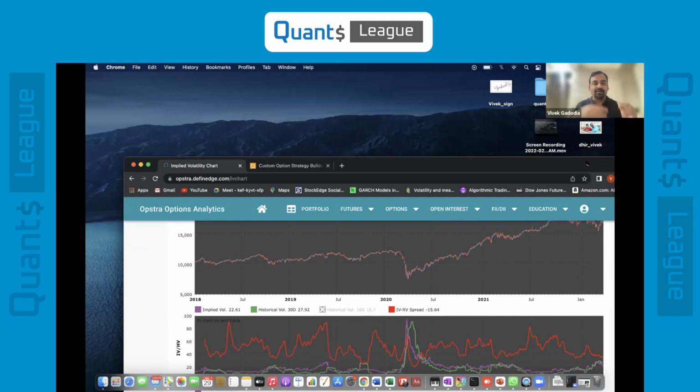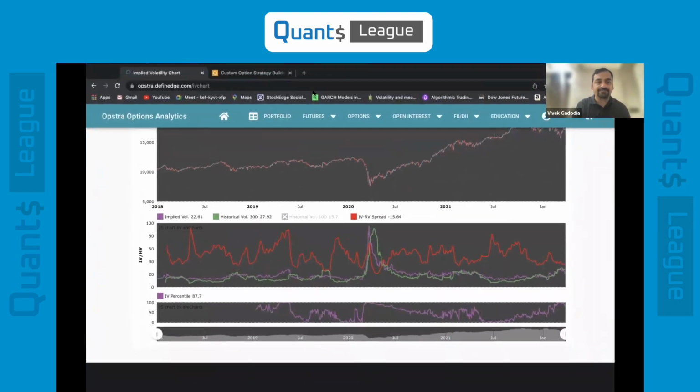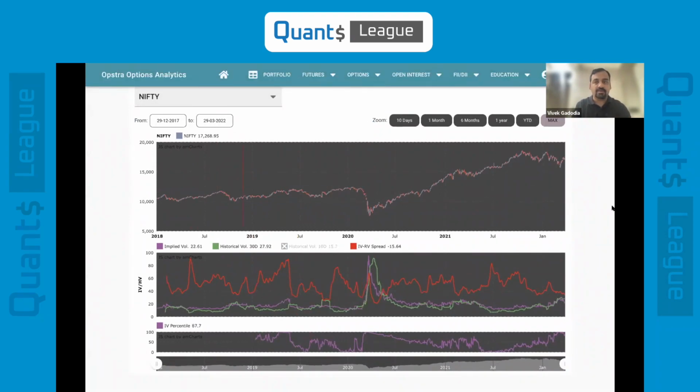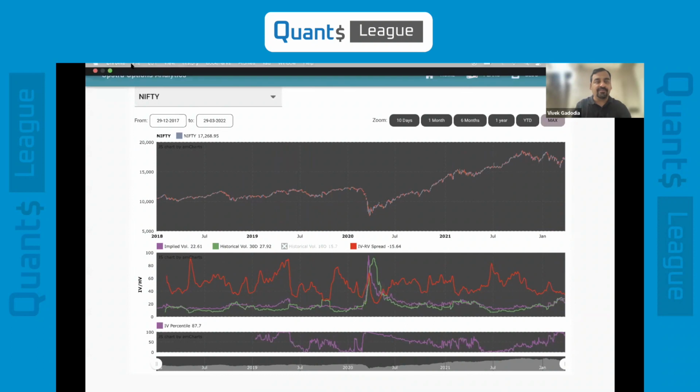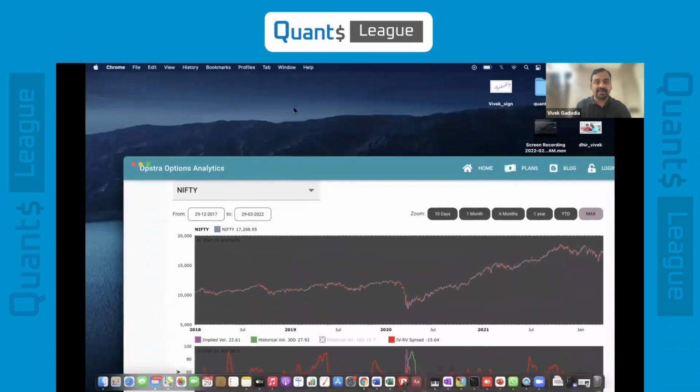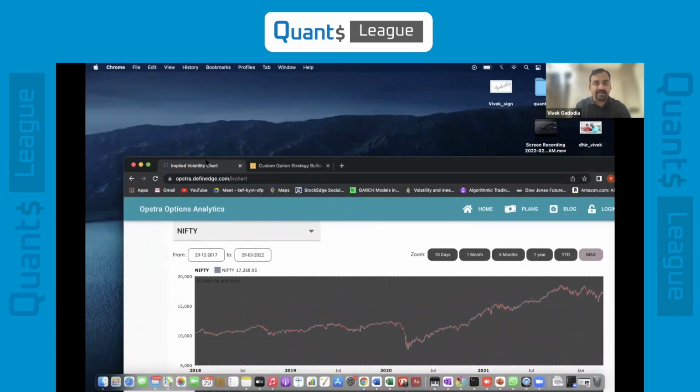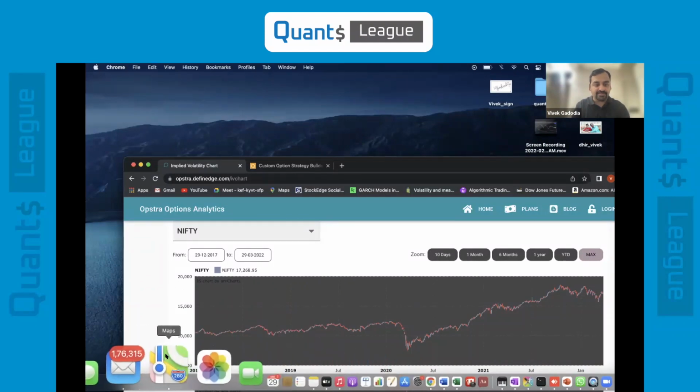How do you exit the long? If the RSI 5 is just going below 55, you exit. So let me just try to quickly, I think I have 5 more minutes, so I will just try to show this also.